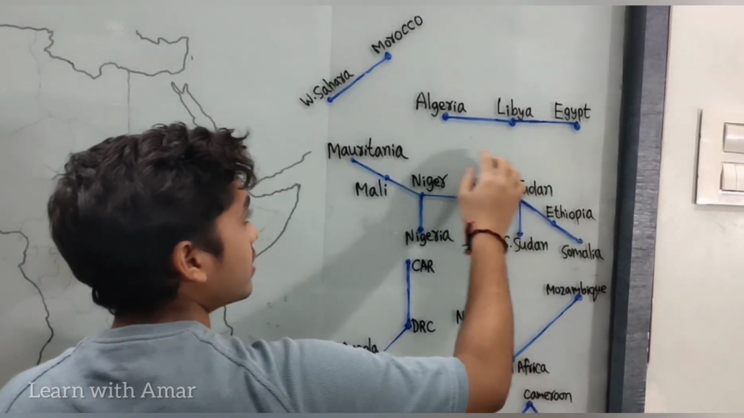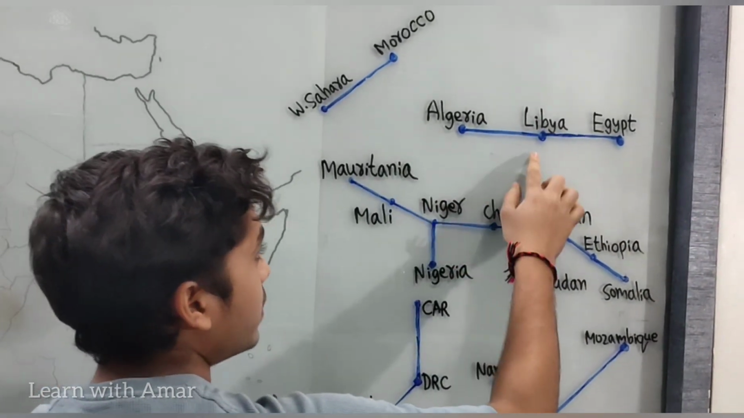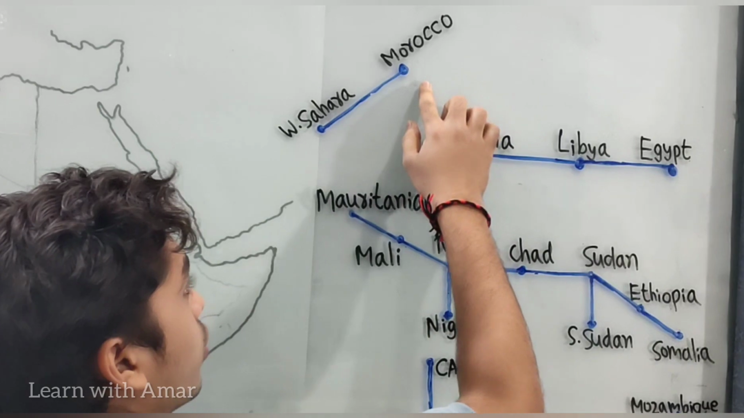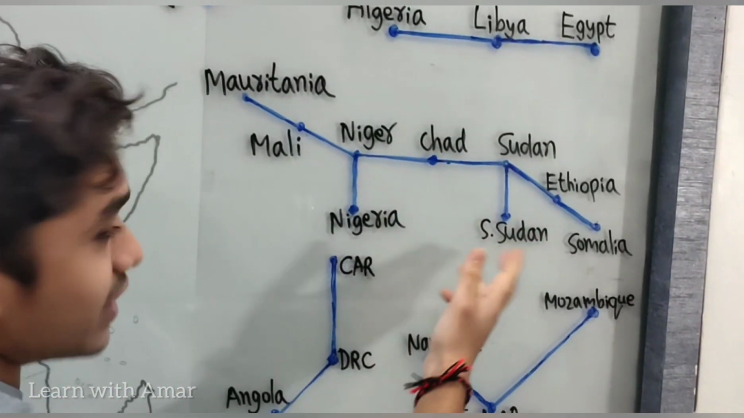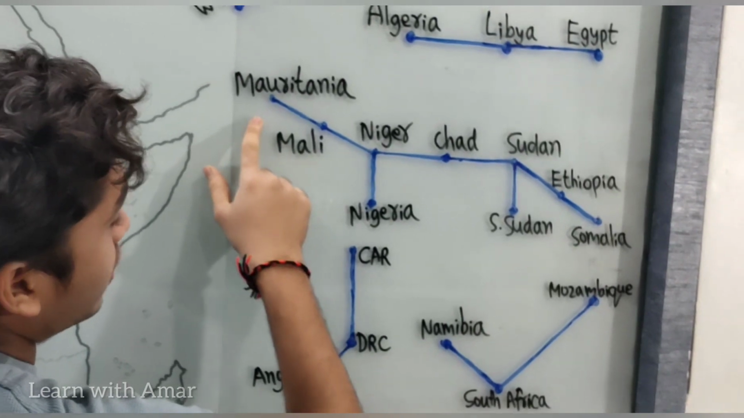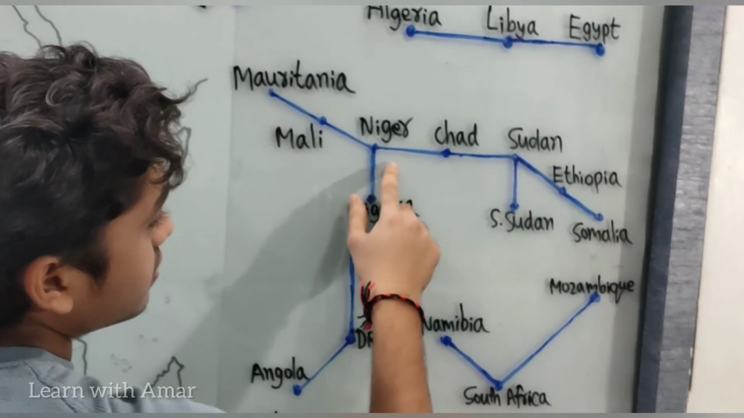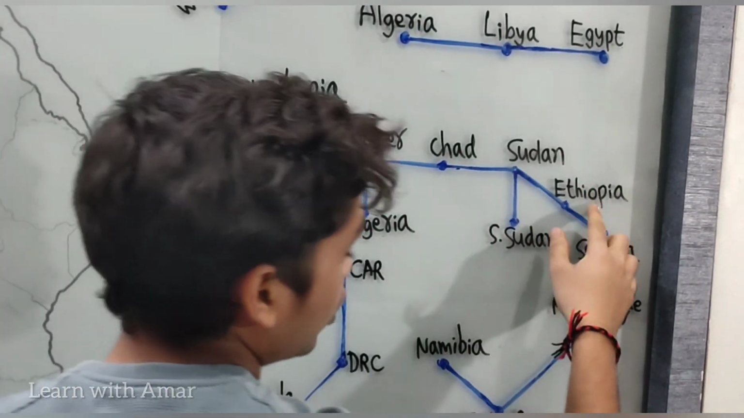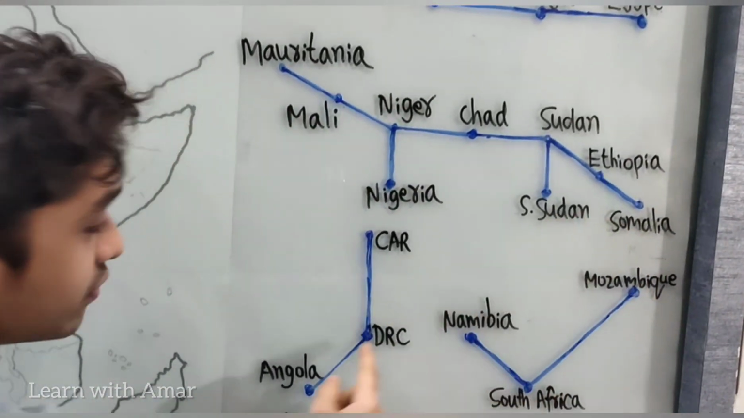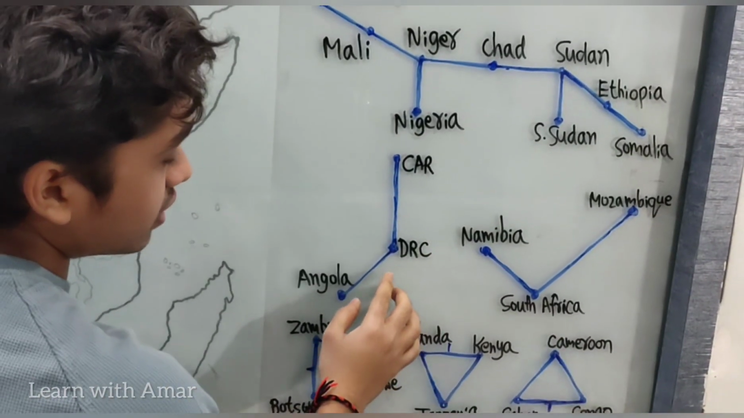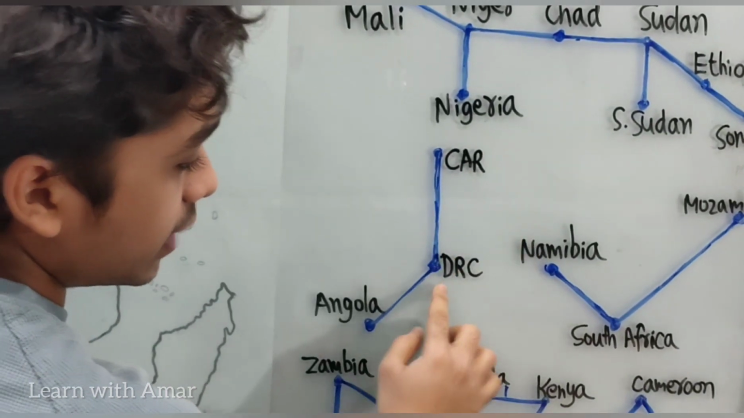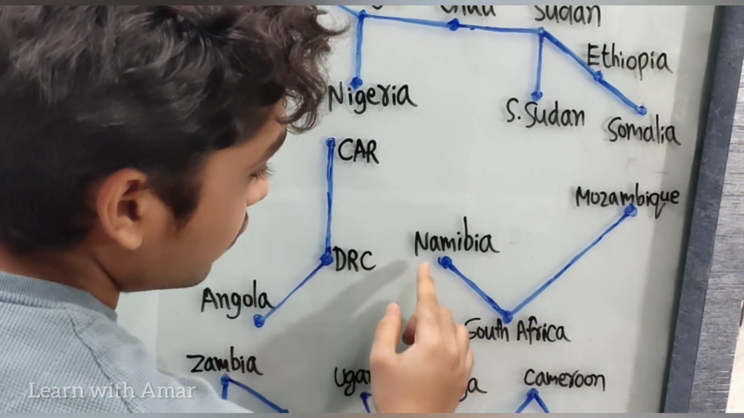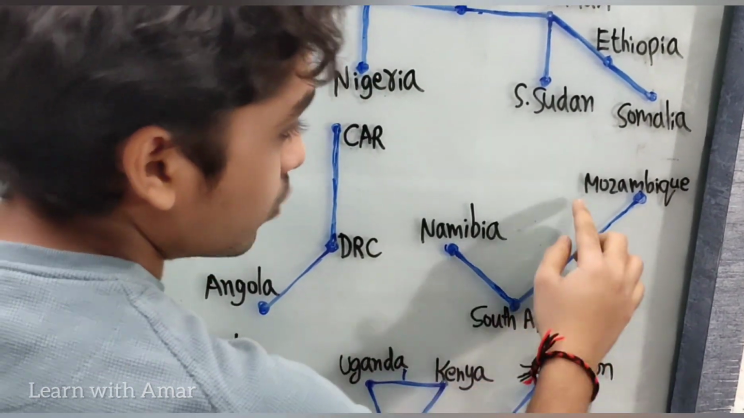Okay, let's look at these stick figures first. First, this line segment which consists of Algeria, Libya and Egypt. Then this one, this is Western Sahara and Morocco. Then the third one is a dinosaur kind of stick figure with the head at Mauritania. Then Mali, Niger, Nigeria, Chad, Sudan, South Sudan, Ethiopia and Somalia. Then we have an 8 o'clock kind of stick figure with Central African Republic, Democratic Republic of Congo and Angola. Then a right mark with Namibia, South Africa and Mozambique.